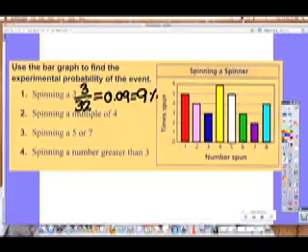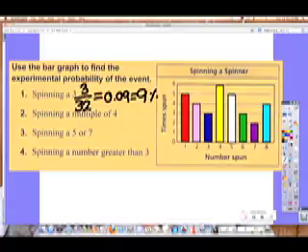Number 2, we have spinning a multiple of 4. Okay, I need a hand in there because some people were confused with that concept of a multiple of 4. Caleb, what does multiple of 4 mean? Something 4 can go into equally. Perfect. So, can 4 go into 2 equally?